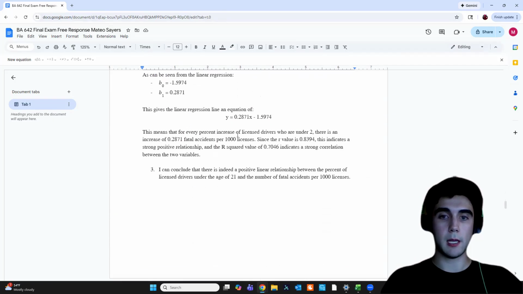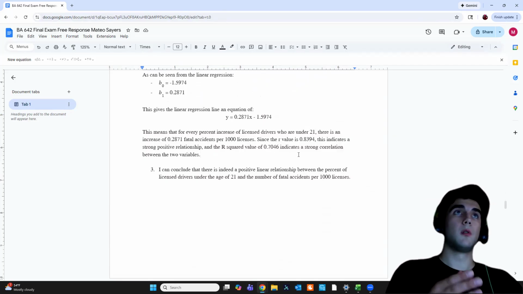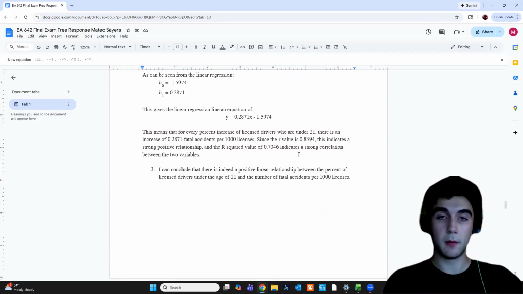So for every percent increase of licensed drivers who are under 21, there is an increase of 0.2871 fatal accidents per 1,000 licenses. And since the R value is 0.8394, we can see that there's a positive correlation between the two variables, and a positive relationship, and the R-squared value of 0.7046 indicates a strong correlation between the two variables.